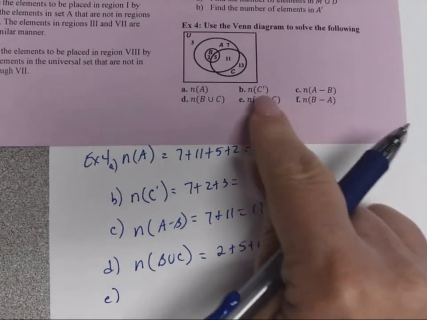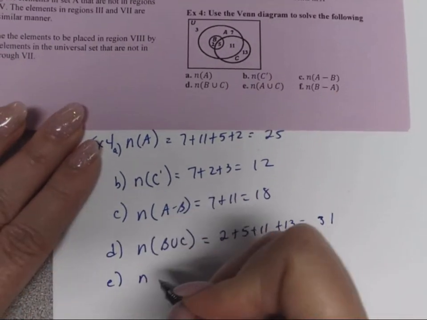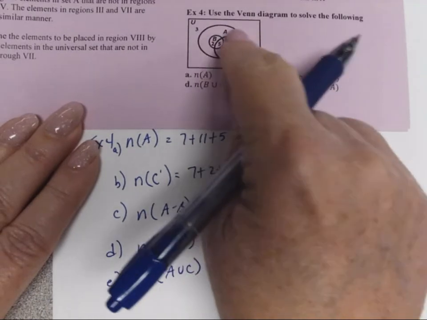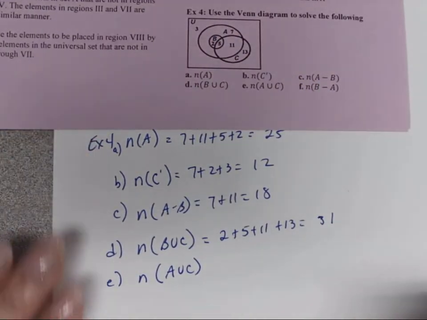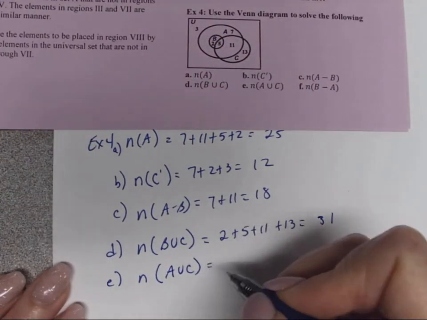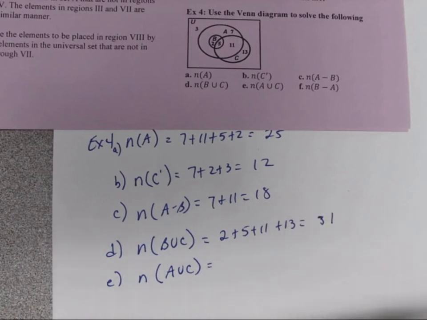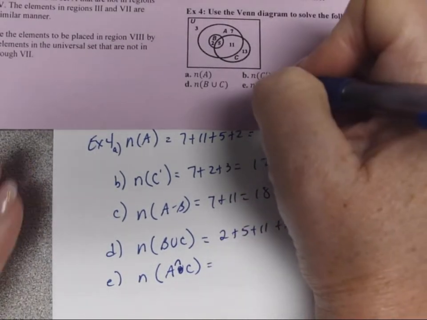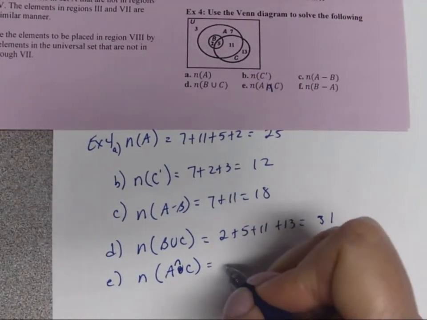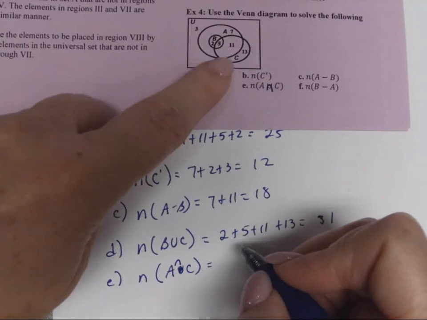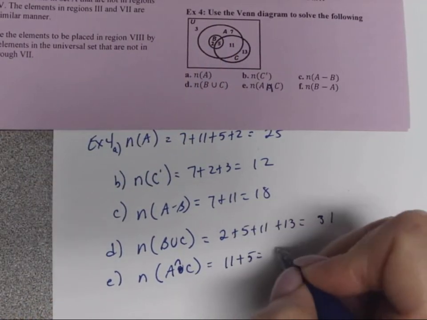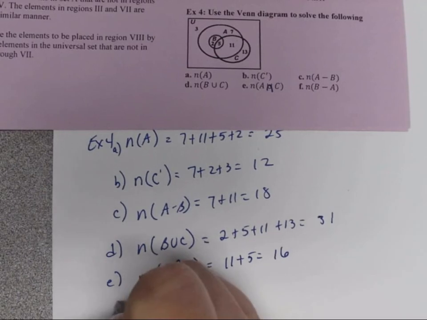Part E is N, the number of A union with C. So all of A union with C. So A, oops, yes, that should be intersection. A intersected with C, I need to change that. So this should be an intersection. Intersected would be where they overlap, which would be 11 and 5. 11 and 5 would get us 16.